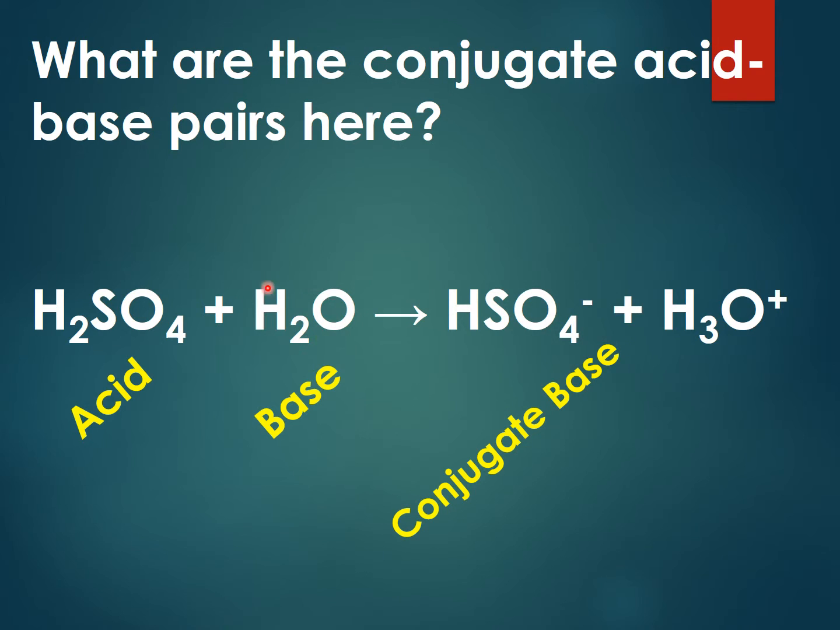The base over here, which is the water, has a conjugate acid, and the difference between a base and its conjugate acid is one hydrogen. A base, when it becomes its own conjugate acid, gains one hydrogen. So the H3O plus ion on the right side is the conjugate acid.